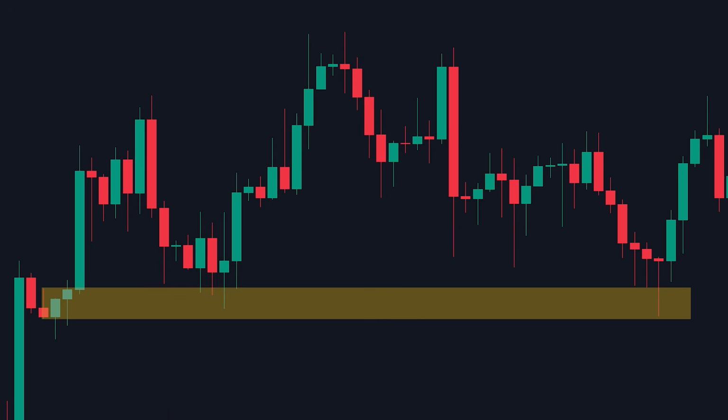Sometimes order blocks appear at the start of impulsive moves, and sometimes they form in the middle of movements as candles with the same or opposite color to the overall direction.